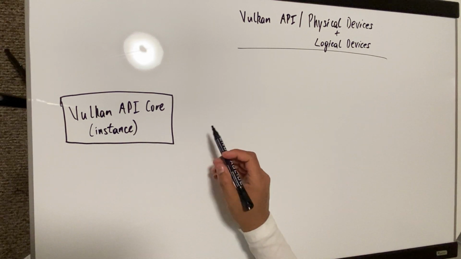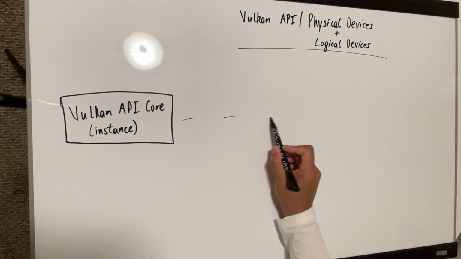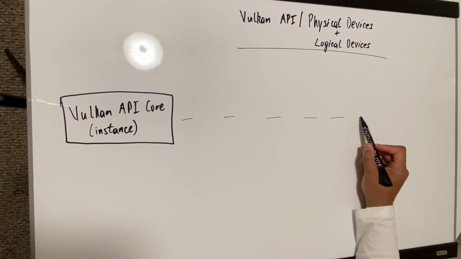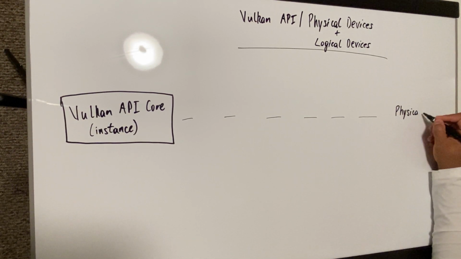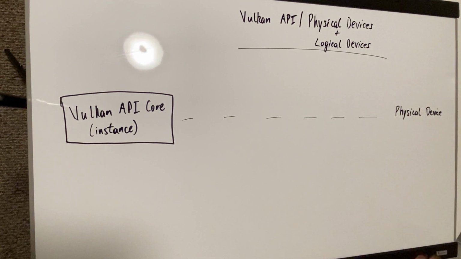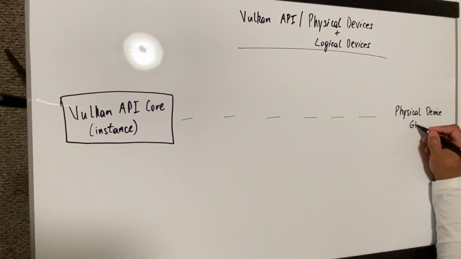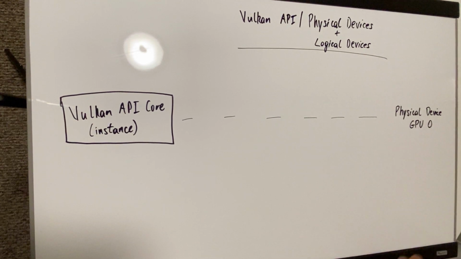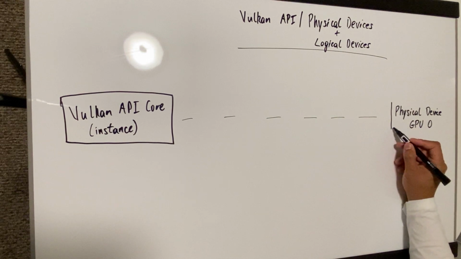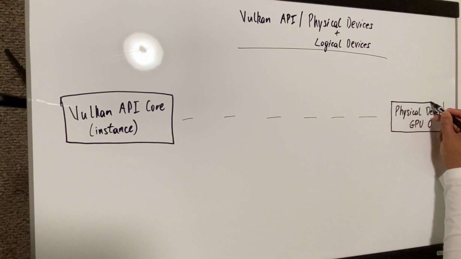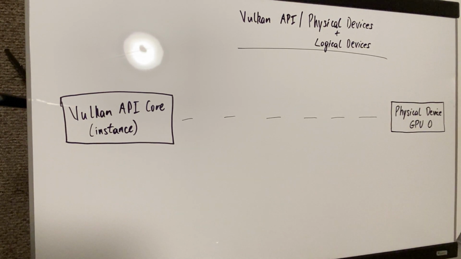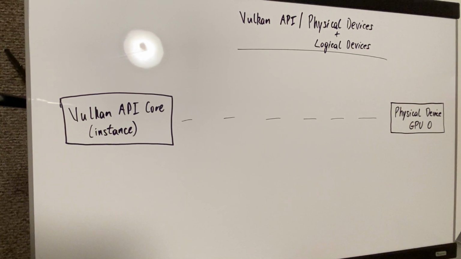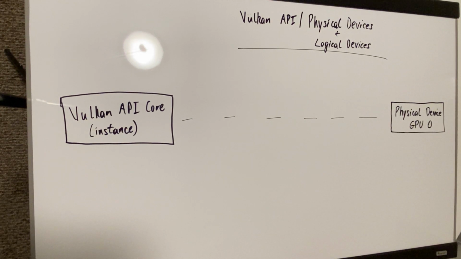Now, we have to somehow connect this to a physical device. So we're going to call this physical device GPU number 0. So this is GPU 0, okay? So we have our Vulkan API Core over here, and we have our physical device over here. And we need the two to work together so that, for example, we could render a triangle on a screen, right? With color, all that good stuff, okay? So we have our Vulkan API on this side, physical device on that side. All right.